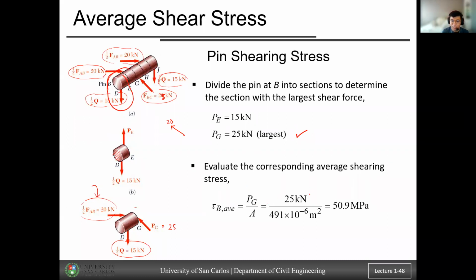So you have 25 divided by the area. So we all know by calculation from the previous slide that is 25. So 25 divided by area is 50.9 megapascal. So this is pi d squared over 4. So you may write this one as 25,000 newtons. Para mo na siya ang labas sa answer.